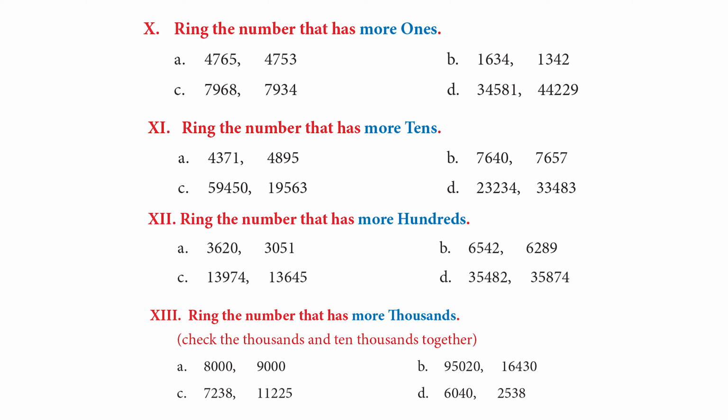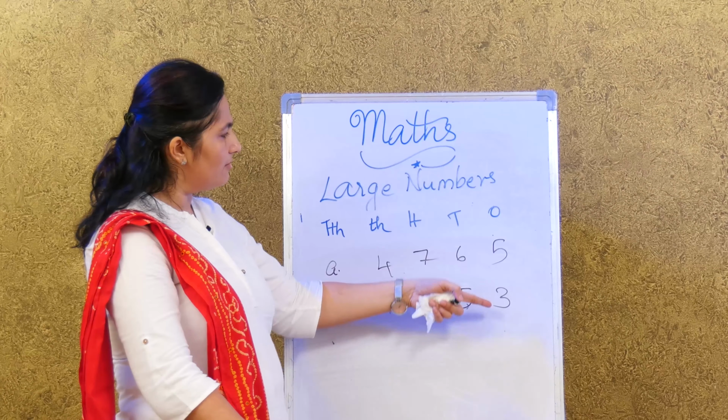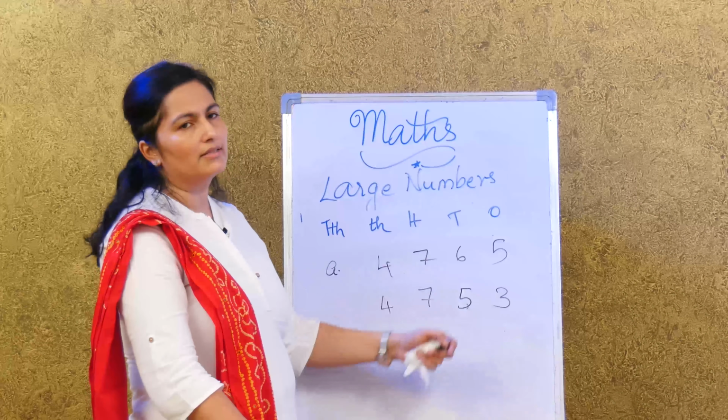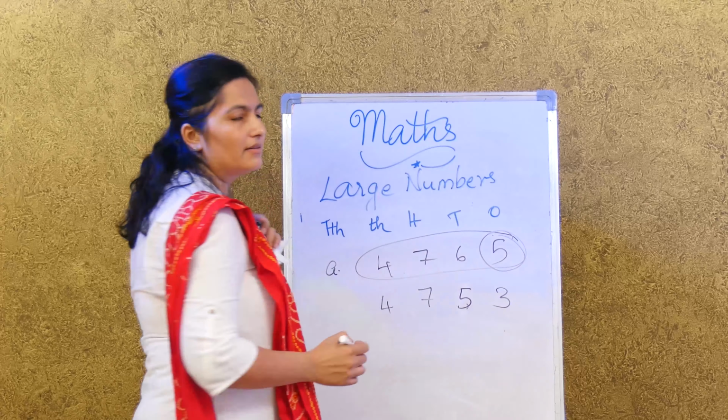Next one is ring the number that has more ones. So we have A, B, C, and D. 4765 and 4753. So we are supposed to see which has more, we will put it in the place value itself. The question is, ring the number which has more ones. So let's look at the ones. This has 5 and this is 3. So 5 is greater. So we will ring it like this.